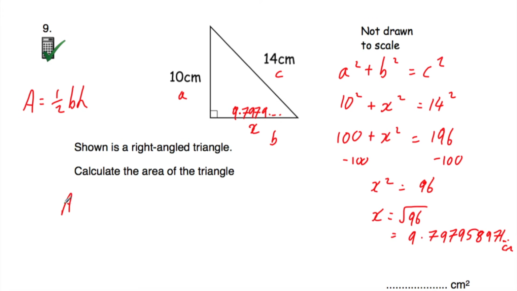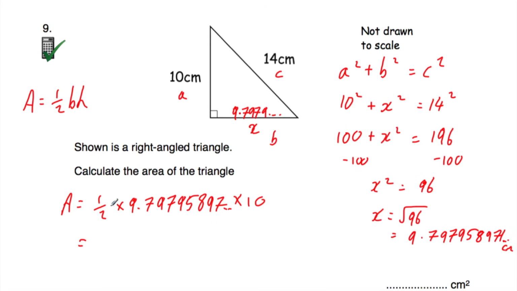So the area for the triangle, area is equal to a half multiplied by the base, which is equal to 9.79795897 and so on, and then multiplied by the height, and the height's equal to 10. So I'm doing half the base multiplied by the height.